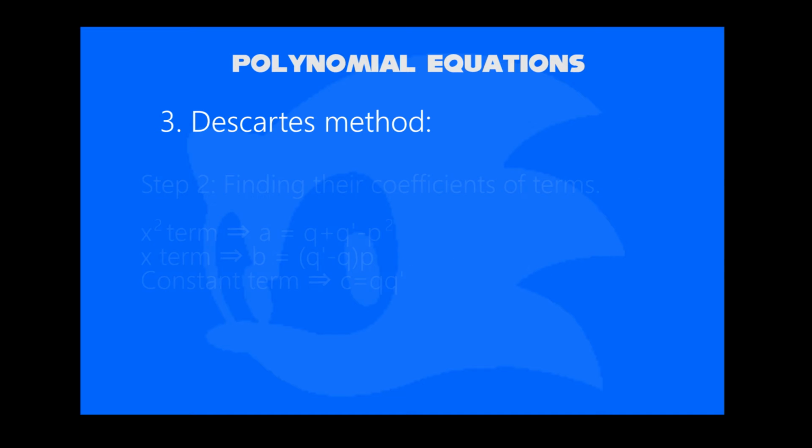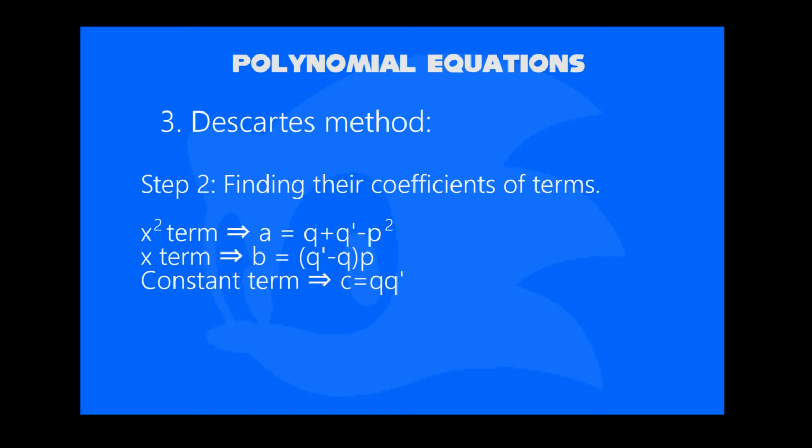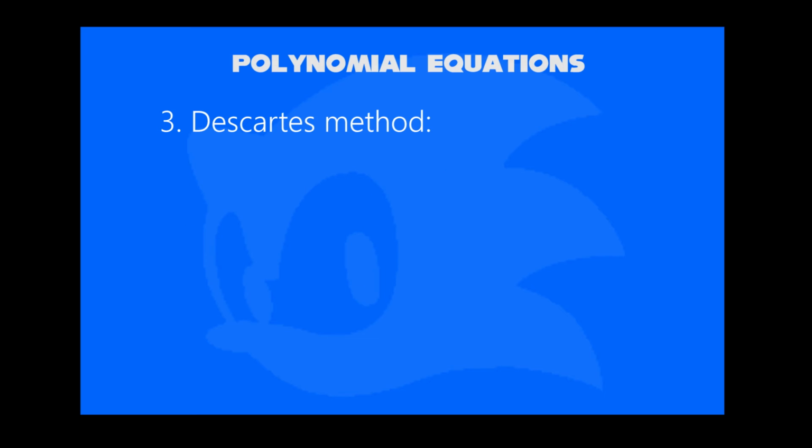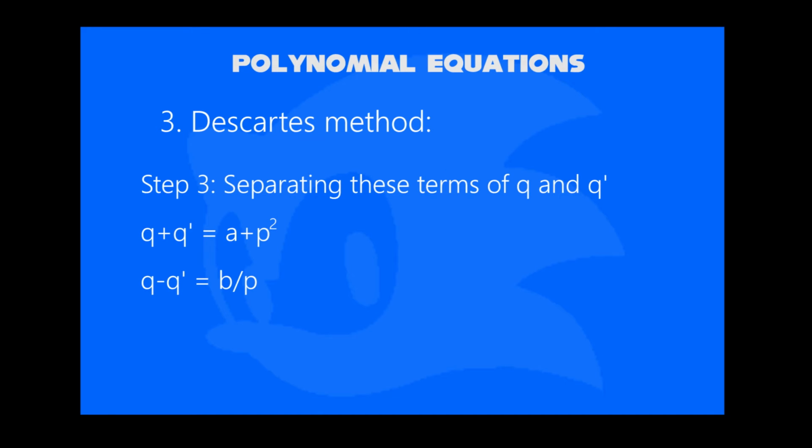Next step, by finding the coefficients of these terms, x to the fourth is now neglected. For the square term, a is equal to q plus q' minus p squared. b is equal to pq' minus pq. And c is equal to qq'. For the next step, separating the values of q and q'.